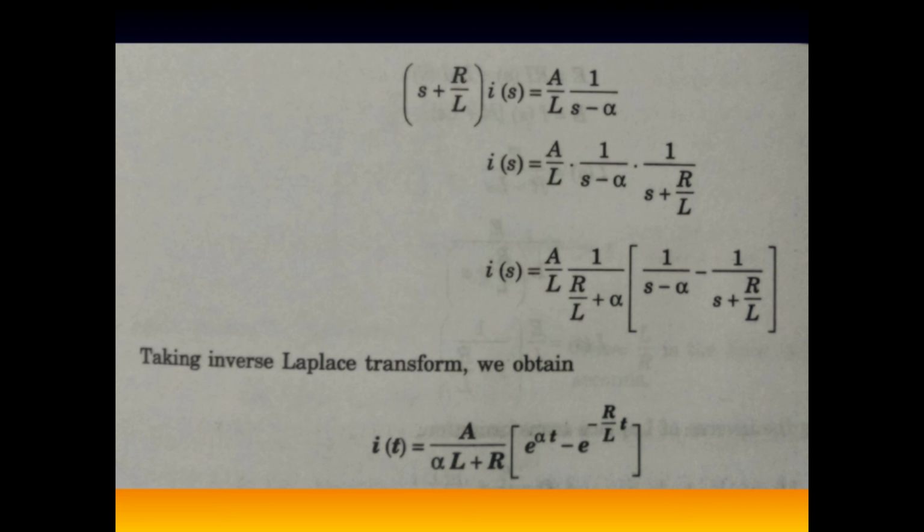Then I am taking the inverse Laplace transformation. I am getting i of t can be written as A by L into 1 by (R by L plus alpha). So I am multiplying that inside. So I am getting A by (alpha L plus R), that into 1 by (s minus alpha) can be taken as the inverse Laplace transform as e power alpha t, minus this 1 by (s plus R by L) can be written as e power minus R by L into t. Okay, so this is our inverse Laplace transformation for the I of s. So for the exponential response, I am getting the current equation as A by (alpha L plus R) into [e power alpha t minus e power minus R by L into t].